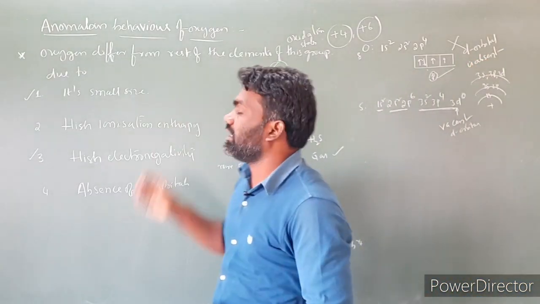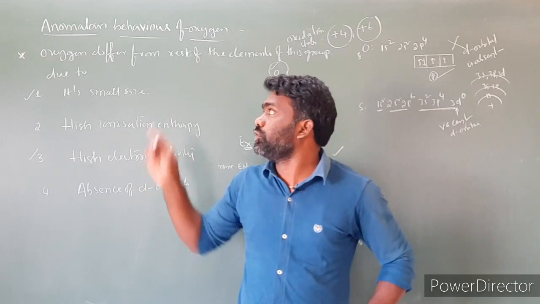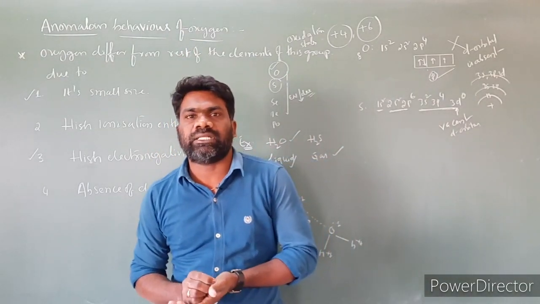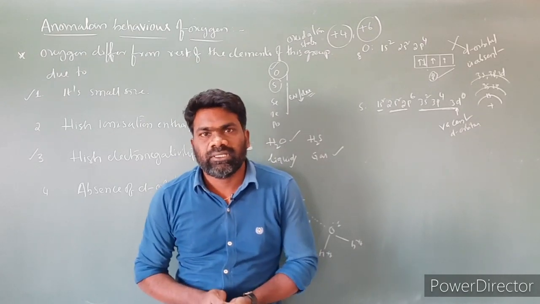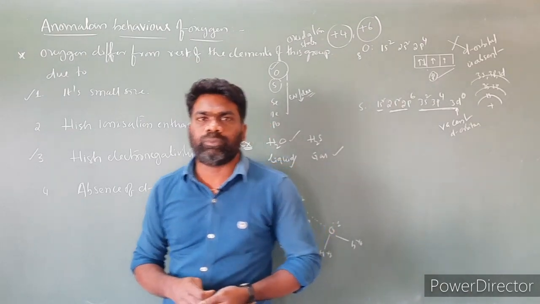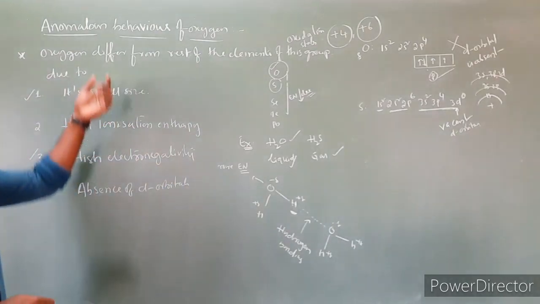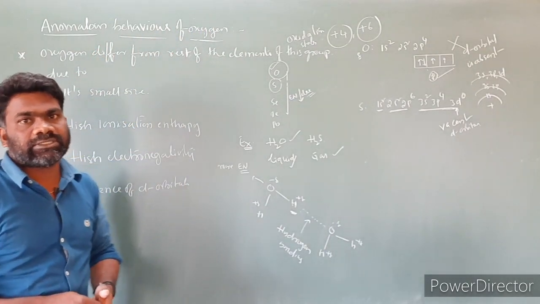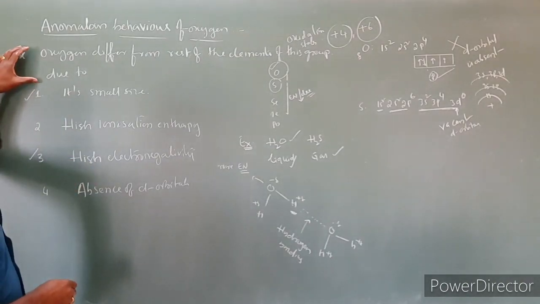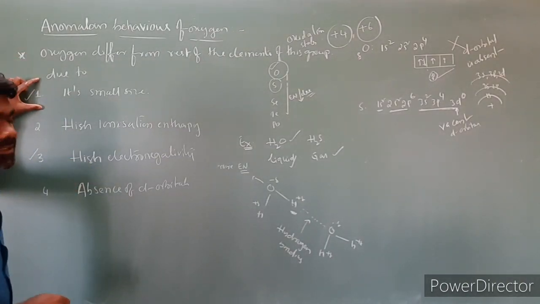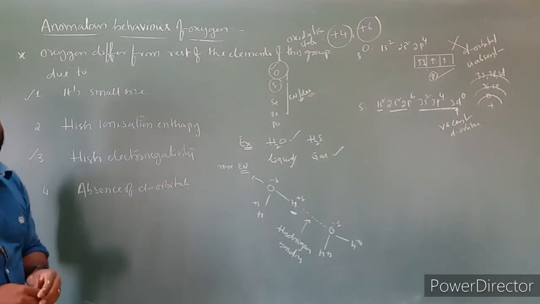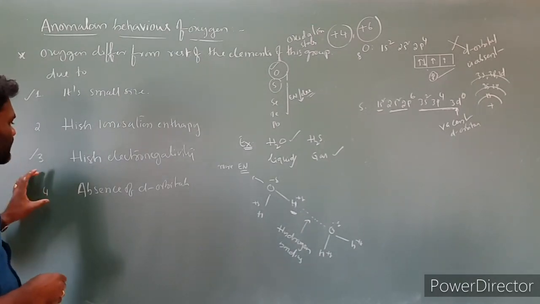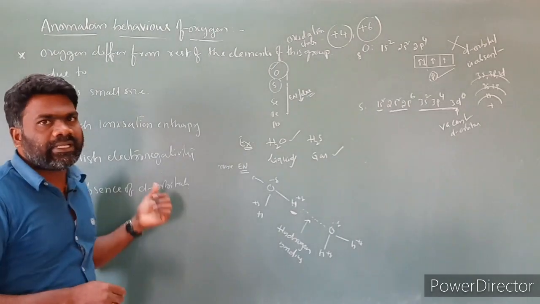So these are the anomalous properties of group 16, the anomalous properties of oxygen. Oxygen differs from the rest of the elements of this group in its properties. We are learning this in the form of anomalous behavior of oxygen. The anomalous behavior of oxygen is mainly because of these reasons: the first reason is its small size, the second is high ionization enthalpy, the third is high electronegativity, and the fourth reason is the absence of d orbital.